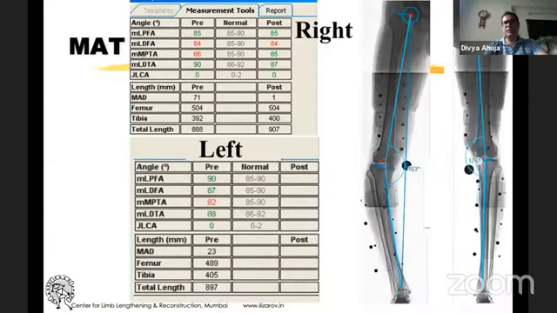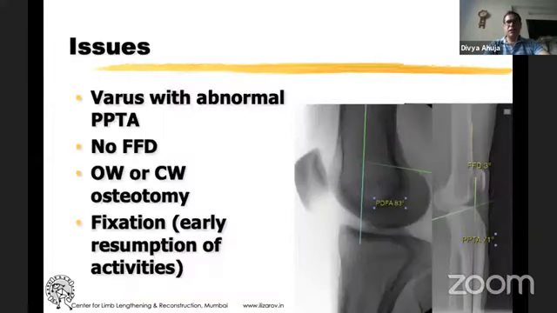The malalignment test showed that the femur was pretty all right, just that LDFA was 84, which is just a degree below 85. So MPTA here was the main culprit. And the sagittal views showed the PDFA was normal and PPTA was around 71, but there was no flexion deformity. So the question was whether we want any correction in the sagittal view as well.